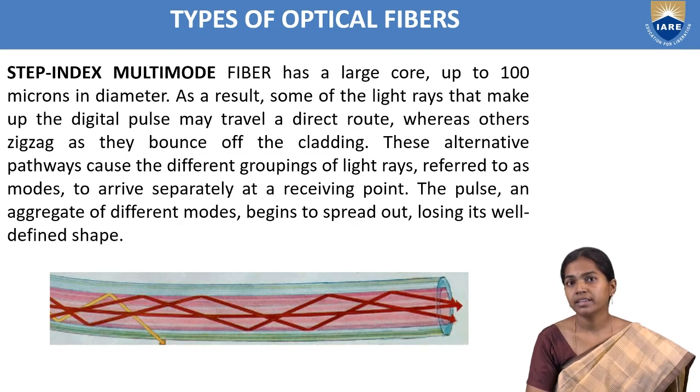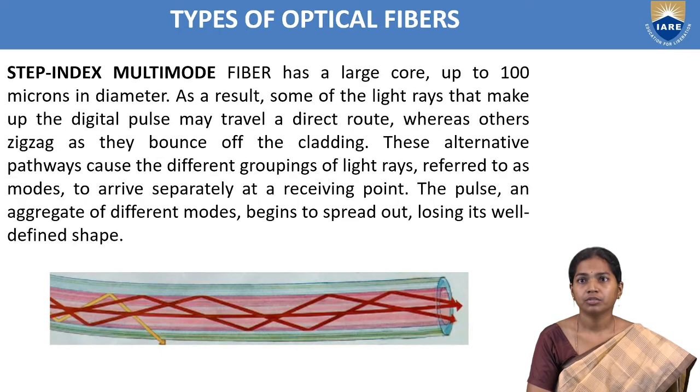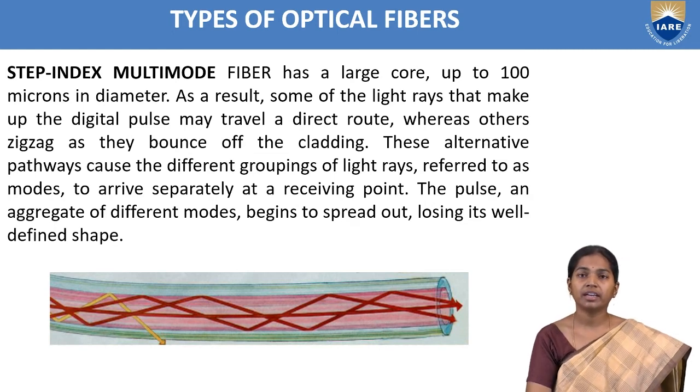Here the light is incident on the air core interface and it reflects. The reflected light we are representing with red color. A ray that exceeds a certain critical angle escapes from the fiber. Here the critical angle is represented with yellow color. So, step index and graded index.